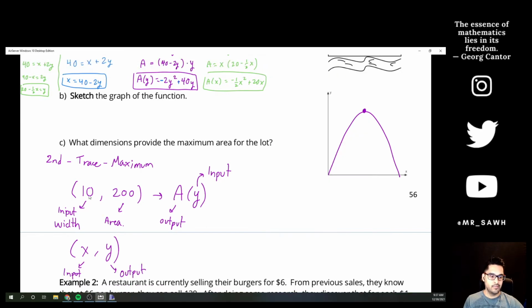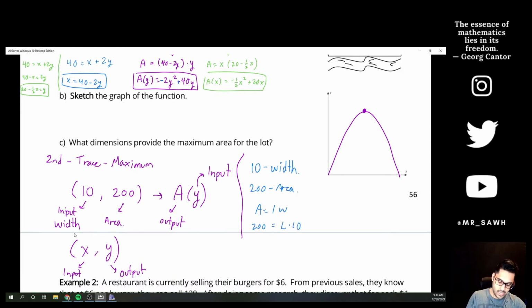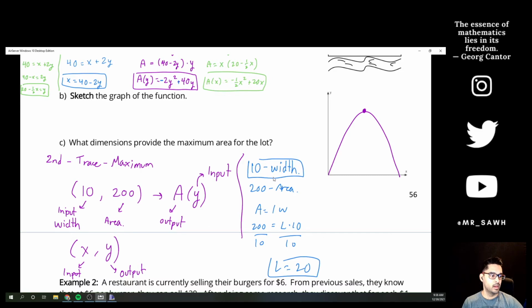So I know that if 10 is the width, and 200 is the area, well, if the area is equal to length times width, then I know that 200 should be equal to length multiplied by 10. And if I divide both sides by 10, now I know that the length is 20. Right, which makes sense. So in terms of my dimensions, I've got 20 and 10 for length and width, respectively.